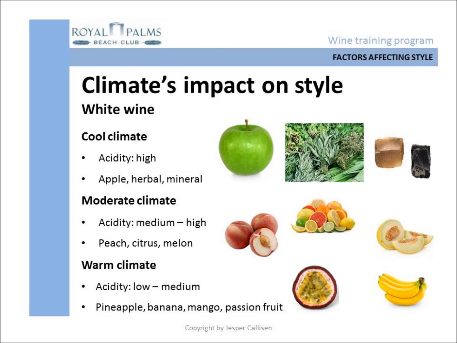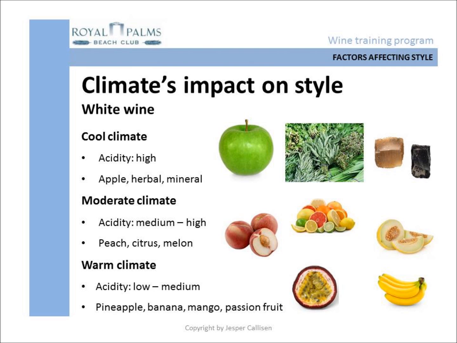In cool climates, we therefore get white wines with high acidity. The aromas they generally develop are green apple, herbal, and some mineral notes such as flinty stone. In moderate climates, the wines have medium to high acidity and develop aromas of fruits grown in warmer climates. These include peach, lemon, grapefruit, white melon, and nectarine.